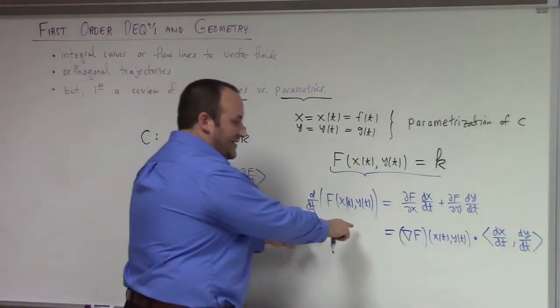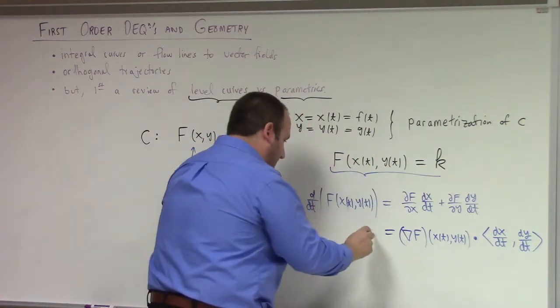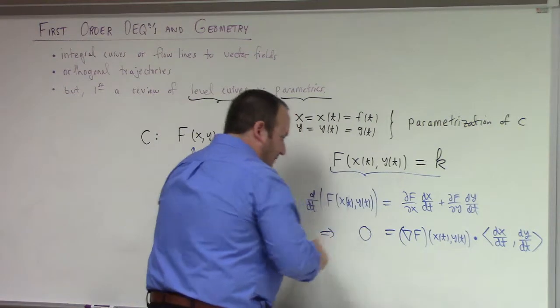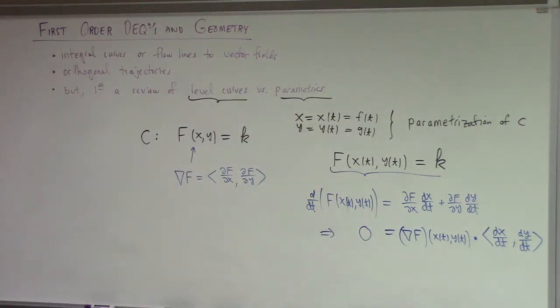And of course, on the other hand, this is equal to 0, right? Because this is a constant, the derivative of a constant is 0. So, which is exactly what you're just telling me. The tangent vector to the path is going to be perpendicular to the gradient vector, right?